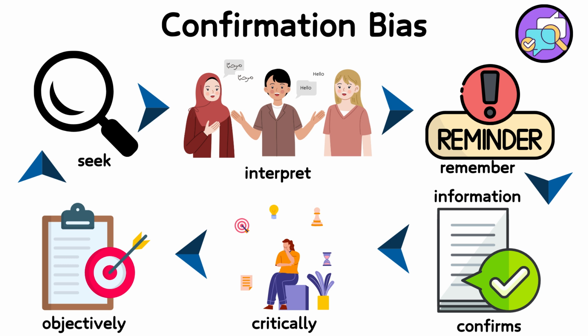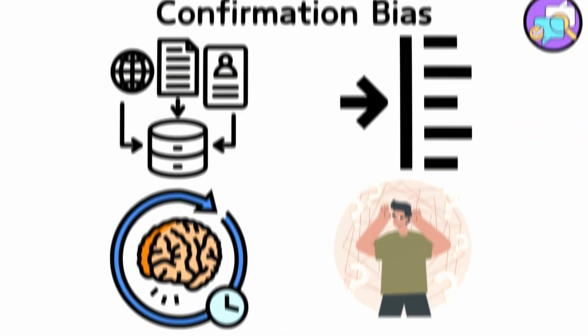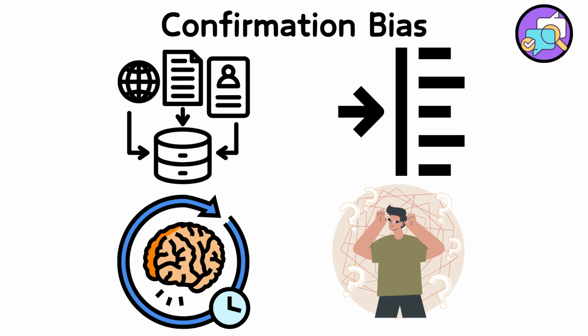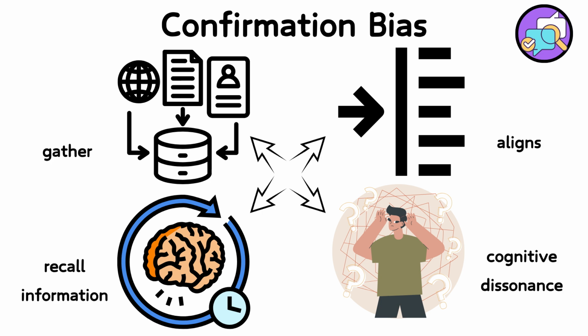For instance, if someone believes that a particular political party is always correct, they are more likely to focus on news that praises the party and ignore news that criticizes it. This bias isn't just about reinforcing our existing beliefs, it shapes how we gather and recall information, which can lead to skewed perceptions and decisions. It occurs because it is psychologically easier to process information that aligns with our beliefs, reducing cognitive dissonance, the mental discomfort experienced when holding two or more contradictory beliefs.